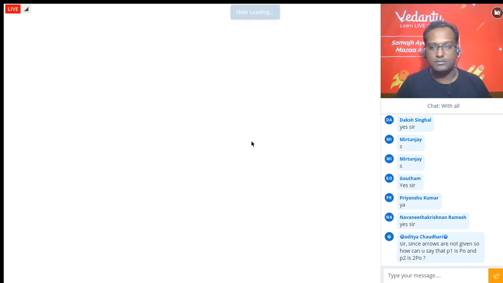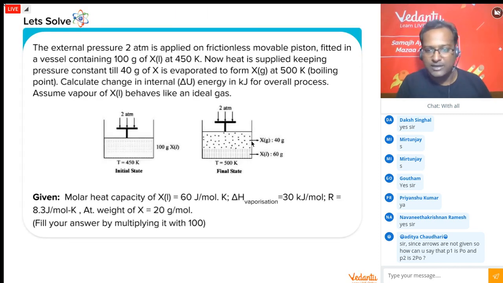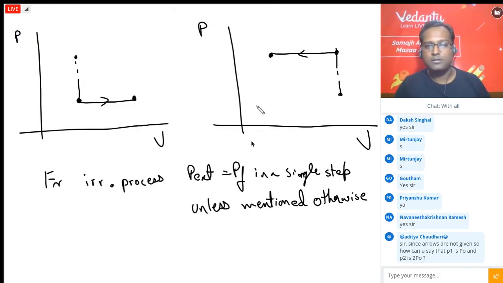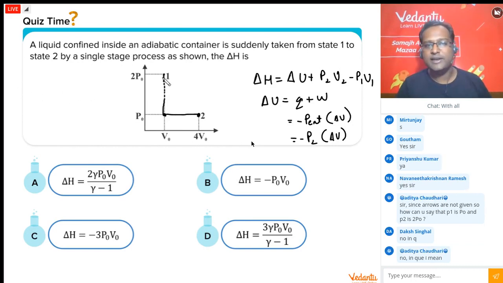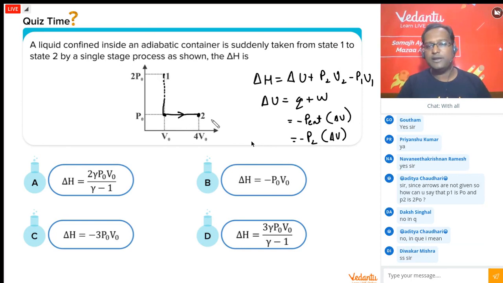Okay, next. Sir, since arrows are not given, how can you say that P1 is P not? How arrows were given? Arrows are given. I drew the arrows. Okay, in this question, he says state 1 to state 2. He says state 1 to state 2.